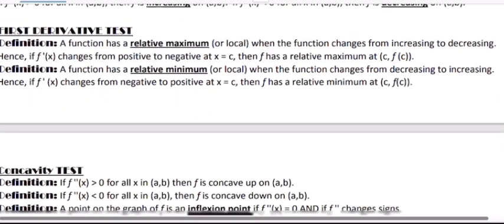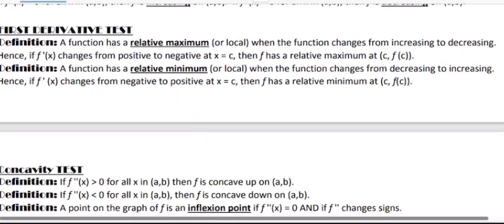Okay, so we have a first derivative test that I'm going to walk you through using the idea of relative maximum or relative minimum. I defined a relative maximum the other time as when a function changes from increasing to decreasing. When that happens, f prime of x will change from positive to negative. Don't forget, positive indicates increasing and negative indicates decreasing.